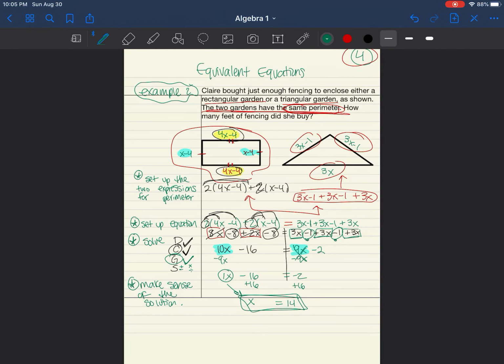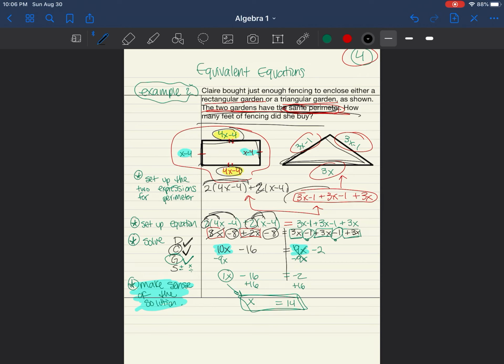All right, so remember, go back to the question. We are making sense of our solution here. It's really important. The two gardens have the same perimeter. How many feet of fencing did she buy? So x is not the feet of fencing. 14 feet of fencing really wouldn't enclose very much of a garden. That would be very small. So we need to know the full perimeter of one of these objects, because remember, we set them equal. No matter which one we plug into, we know we're going to get the same answer for the rectangle perimeter and for the triangle perimeter, because they told us it was the same. I'm going to go with the triangle perimeter.